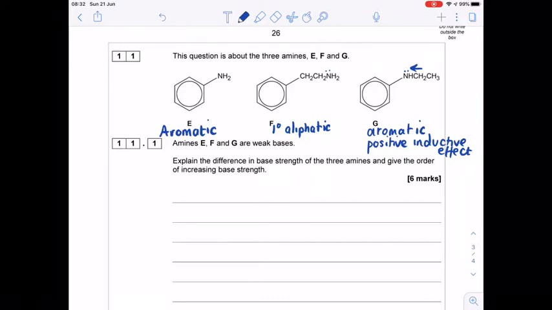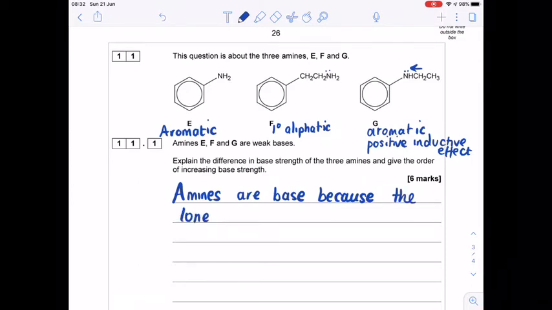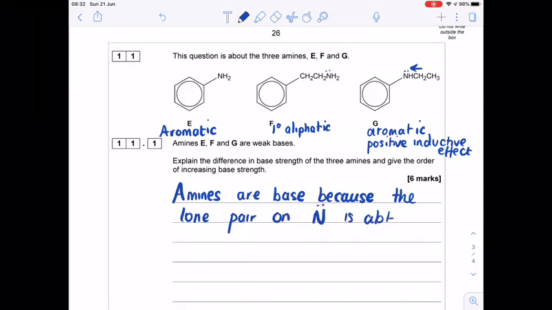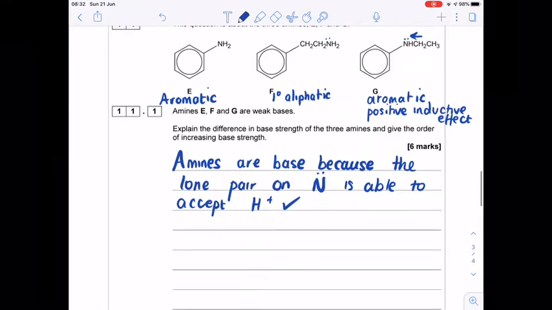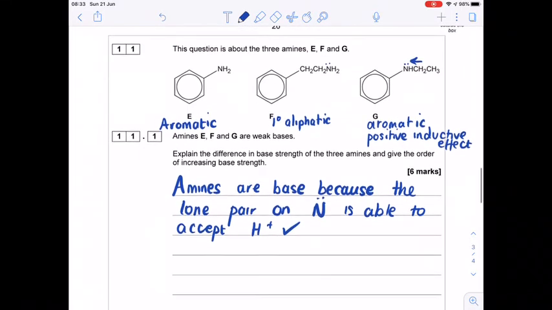So it says, explain the difference in base strength and give the order of increasing base strength. If I was answering this question in the exam, the first thing I would say is why amines are bases. Amines are bases because the lone pair on nitrogen is able to accept H+. So why are amines bases? We now need to think about which one is strongest and which one is weakest and explain it.